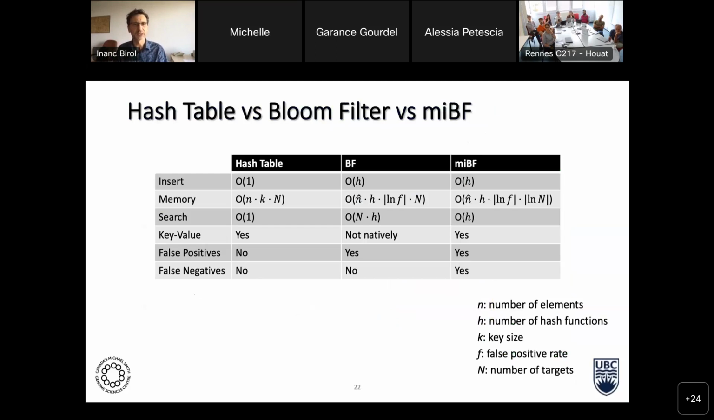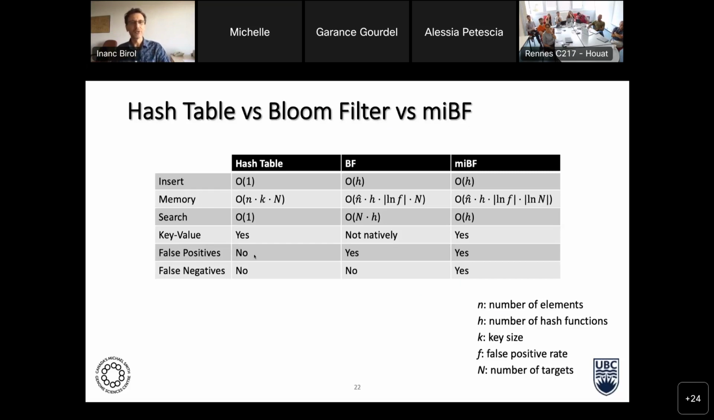Now, how much space does it save us? Ideally, you can record those reads in a hash table, which is going to have an O(1) insertion operation, and the search is also going to be constant time. The memory, however, is going to be proportional to the number of elements in your set, the key size, and the number of targets you have, right? And then you can make key-value associations, and it doesn't have any false positives, it doesn't have any false negatives, so life is beautiful if you can afford the memory.